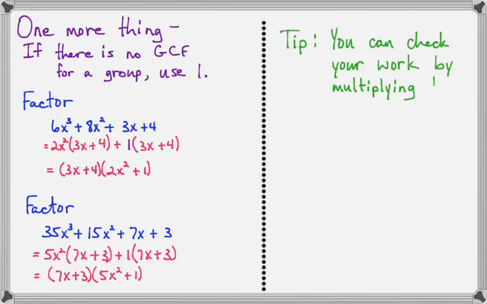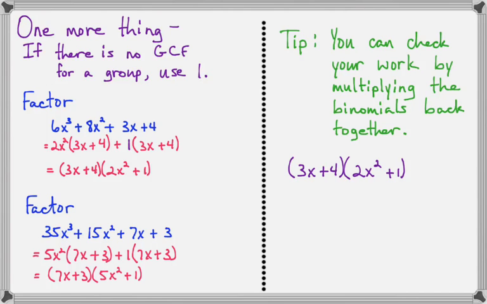Now, I've said it a couple of times, but still, here it is in writing. You can check your work by multiplying the binomials back together. In this example here, if we use FOIL and multiply this back together, 3x times 2x squared would be 6x to the third. 3x times 1 will be 3x. 4 times 2x squared will be 8x squared. And 4 times 1 will be 4. So these are not in the same order, but they are all the same terms from the problem, and so they represent the same thing. So we know that we did the factoring correctly.